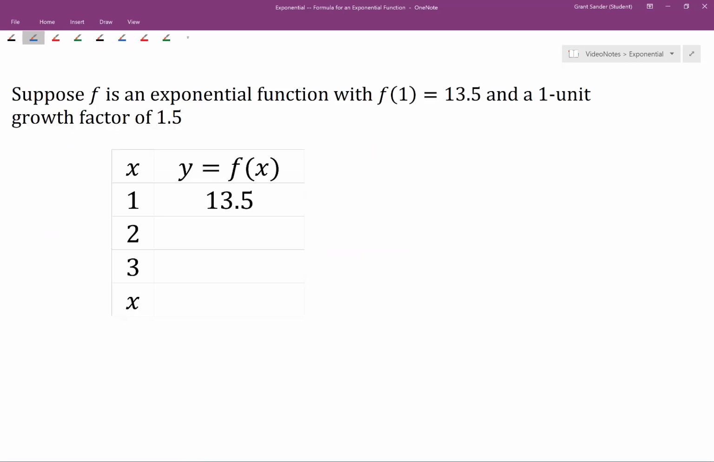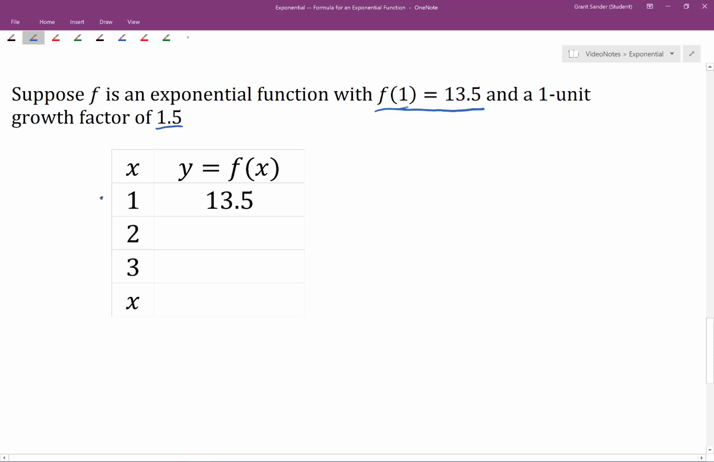Let's look at another example. So suppose f is an exponential function with f of 1 equal to 13.5 and a one-unit growth factor of 1.5. So in this case, we know the value of y when x equals 1 instead of when x equals 0. So a one-unit growth factor of 1.5 means anytime x changes by 1, y becomes 1.5 times as large.